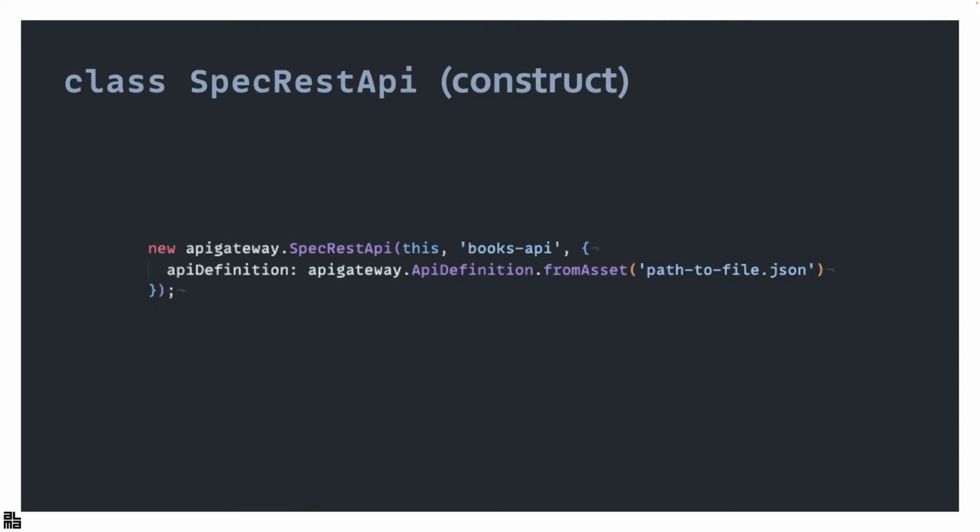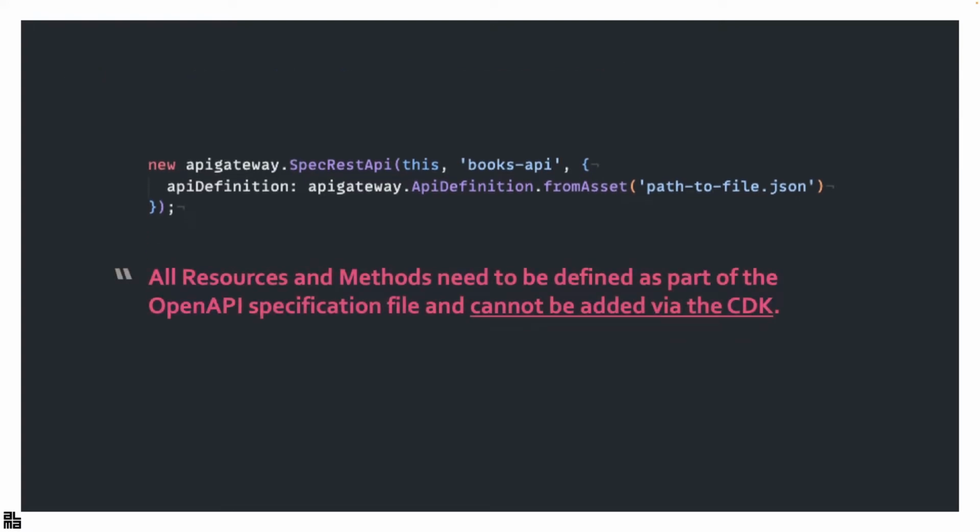So in CDK, you need to use the SpecRestApi construct to achieve this. Essentially, you instantiate the SpecRestApi construct, and as a prop, you give it an API definition which just points to a file containing your OpenAPI definition. The problem with this approach is, and I'm quoting the documentation here, all resources and methods need to be defined as part of the OpenAPI specification file and cannot be added via the CDK.